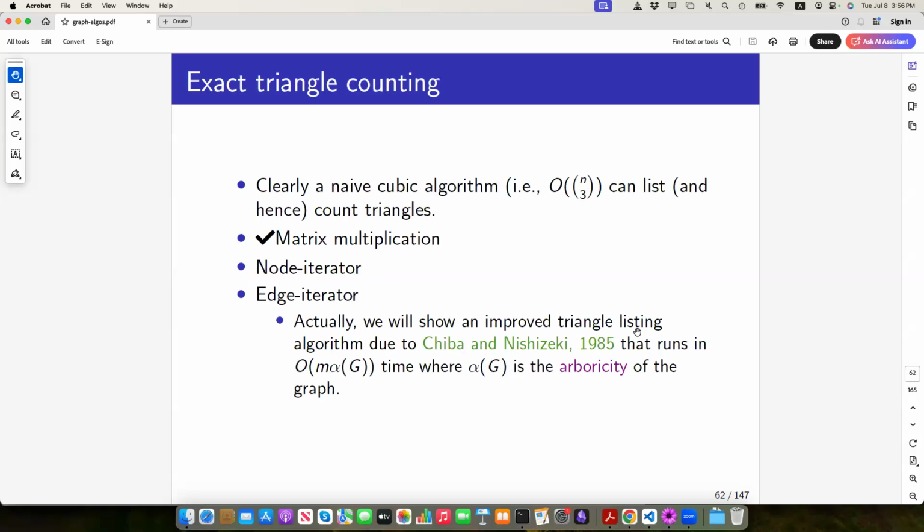So the naive cubic algorithm, as we said, is to check all triples. But you can do something that captures the matrix multiplication breakthroughs that we said before. So you don't need to do n cubed, because we can do matrix multiplication even faster. So you can see how matrix multiplication is a very important tool.